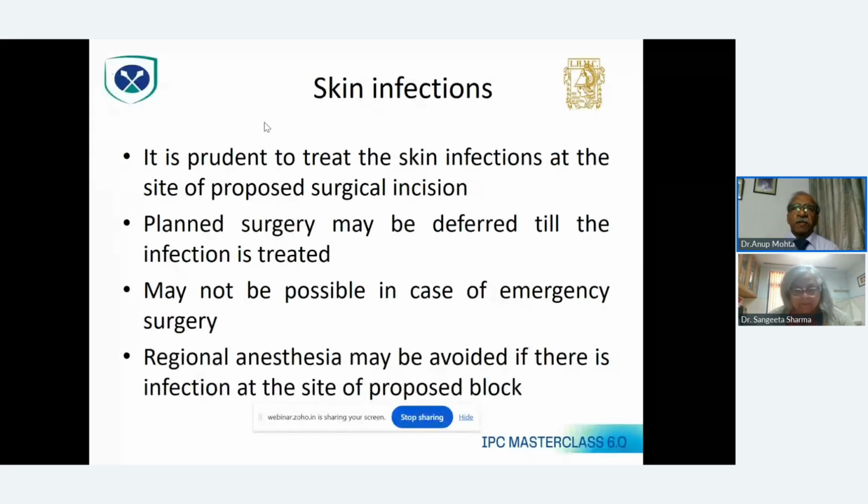In addition, not only surgery, even regional anesthesia is contraindicated when the site of the block, the local block injection, is infected or is not clean.